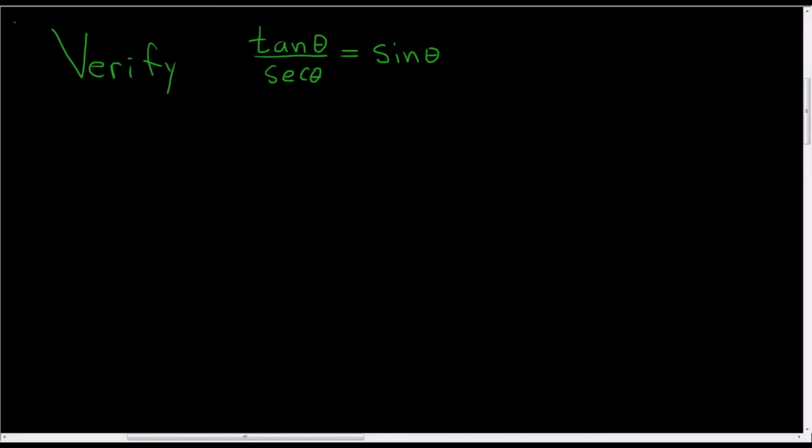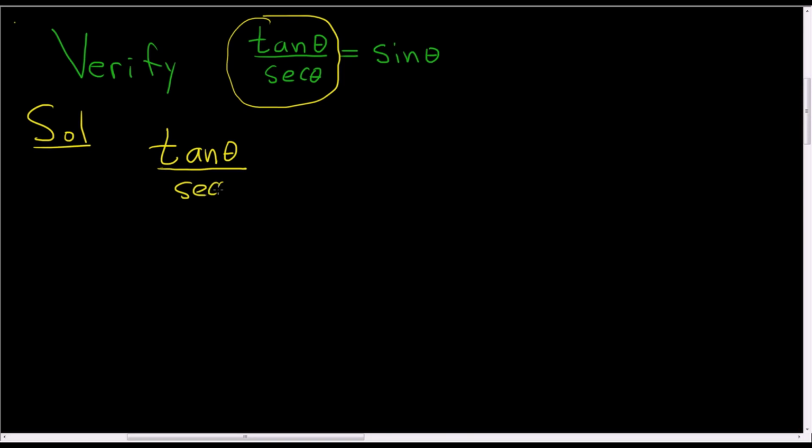That's it. So we're being asked to verify a trig identity, so solution. This one looks pretty easy. In general, you can start by showing that one side is equal to the other side. And a good tip is to start with the most complicated side. So this looks more complicated, so let's write it down. So tangent theta divided by secant theta. And we have to show it's equal to the sine function, so maybe a good idea is writing these in terms of sine and cosine. That's usually a good approach.